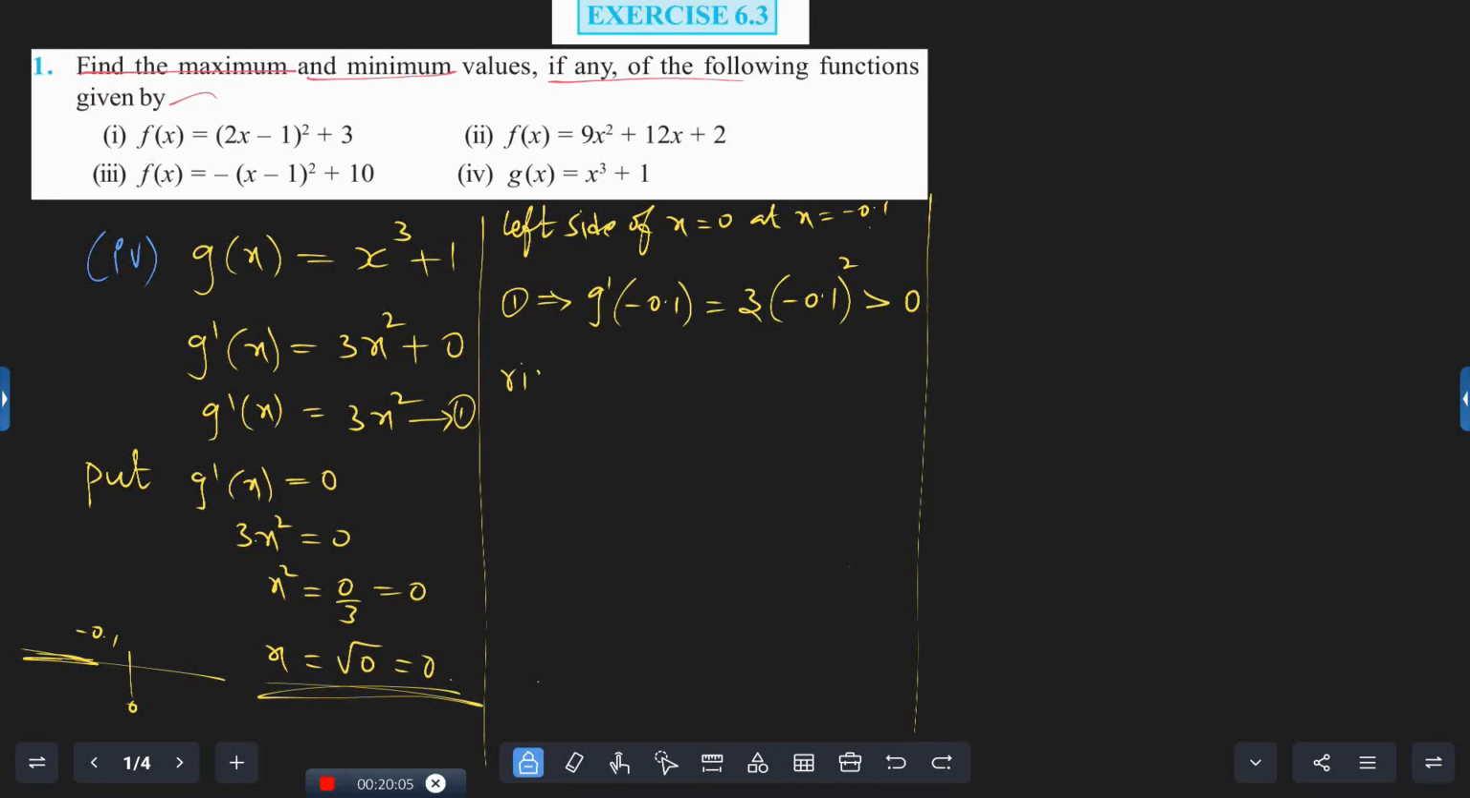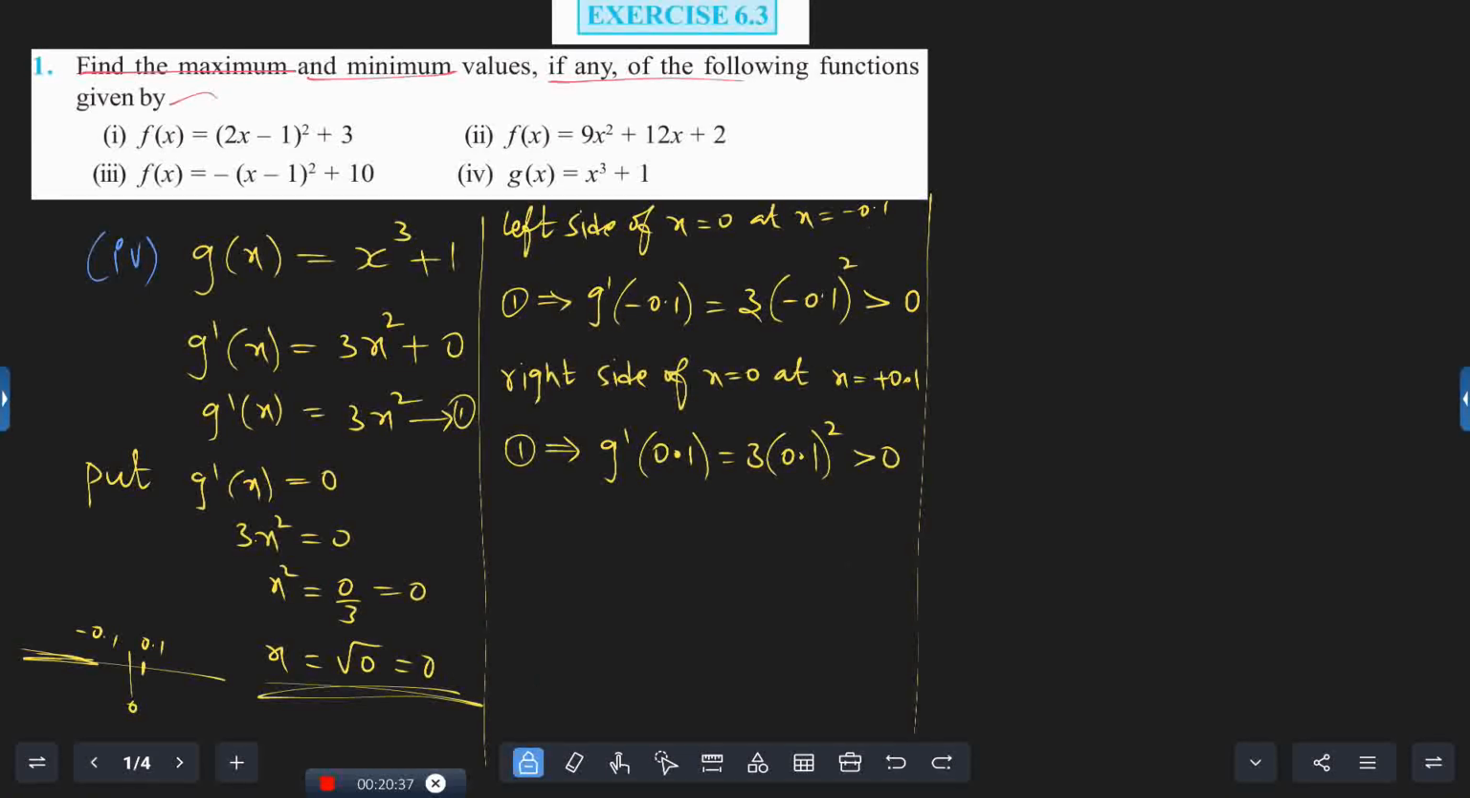Like that, for the right side of x equal to 0, what can you take? Right side of x equal to 0, x equal to plus 0.1. On the right side you will be getting 0.1. So g dash of 0.1 is equal to 3 into 0.1 whole square, also greater than or equal to 0.